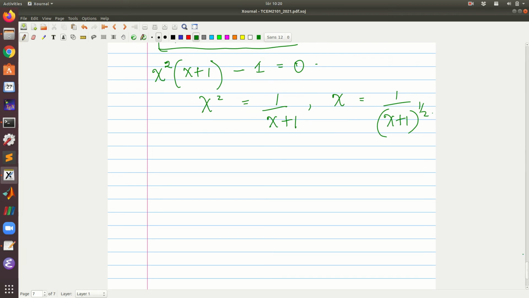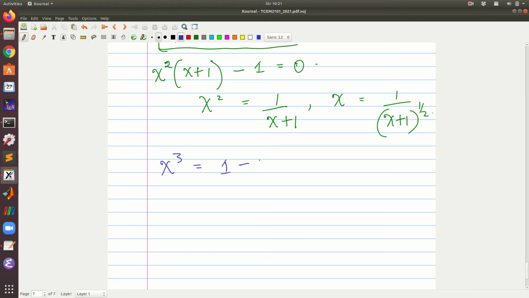Perhaps someone else would have said, I want to write it in another form. What other form do I have here? Let me just check it out quickly. Oh yes, perhaps someone could have just said, let me write that x cubed equals 1.